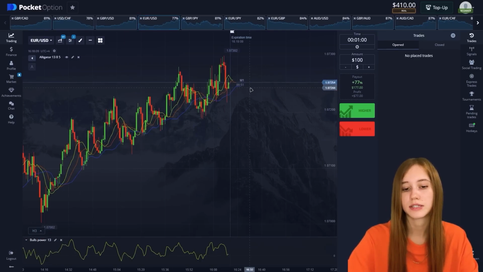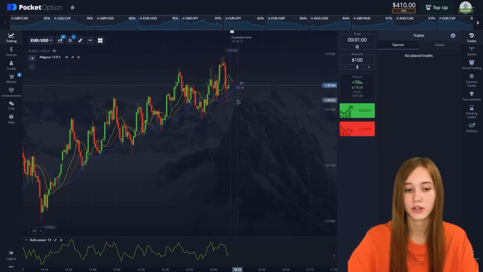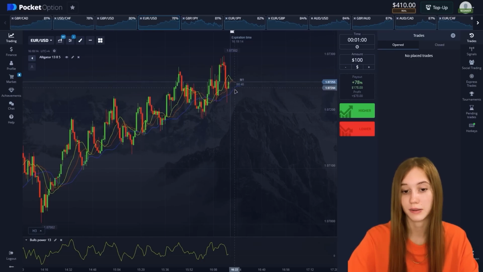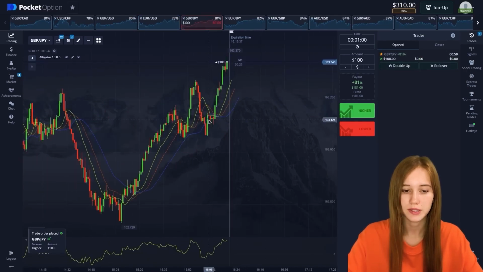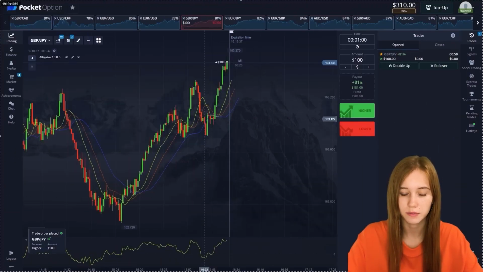Plus deal, profit is $78. The candle jumps sharply at the end. It was unexpected, but the deal closed in profit. This is good. And we open up and start technical analysis.